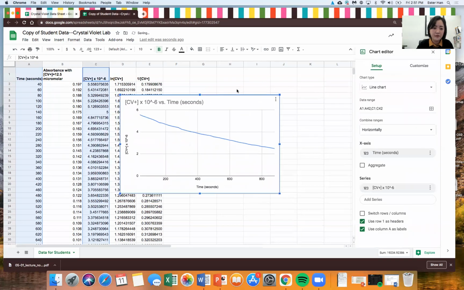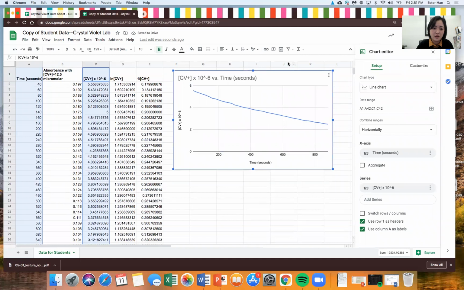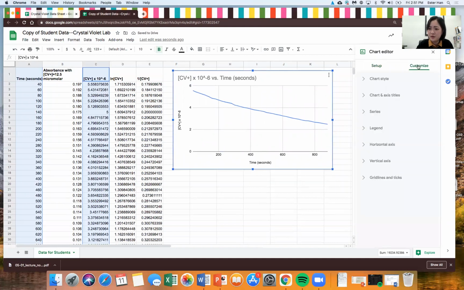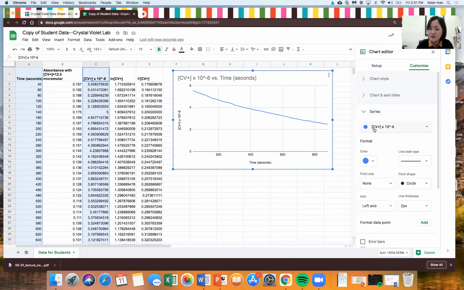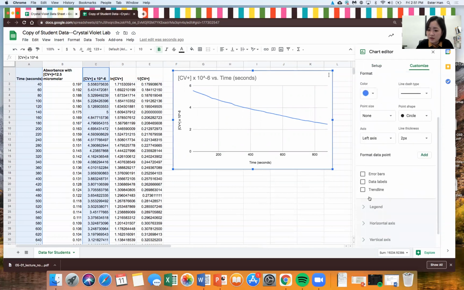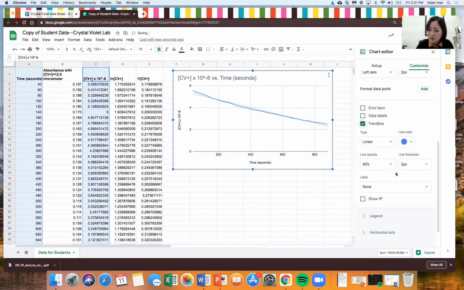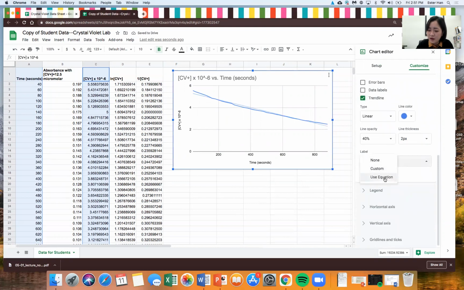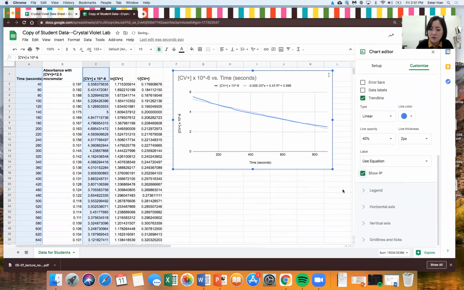There we go. So you guys have a graph like this, right? What you also want to do from here is go to customize, go to series, and hit trend line. For this one, for the label, I want the equation, and you want to show the R-square value over here. You can see the dark blue are the actual points that we graphed. The light blue is a suggested line that you see here. And it looks pretty good, right?